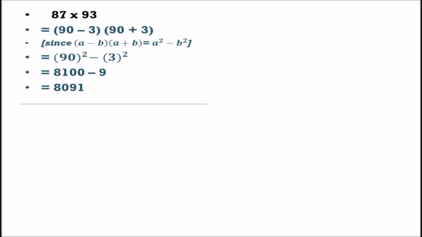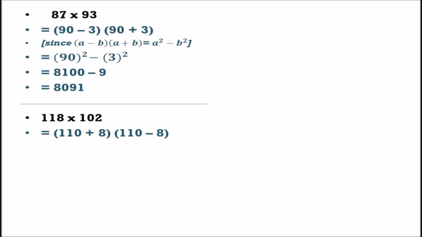Next question, 118 into 102. Try to do the sum always on the bigger number. So 118 here is the bigger number, so we'll try to have the sum in the bigger number. 110 plus 8 into 110 minus 8. 110 minus 8 will be 102. So a here is 110 and b is 8.